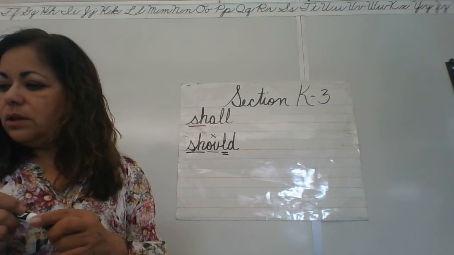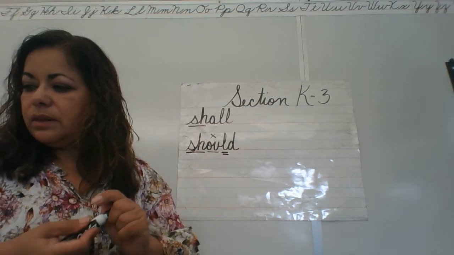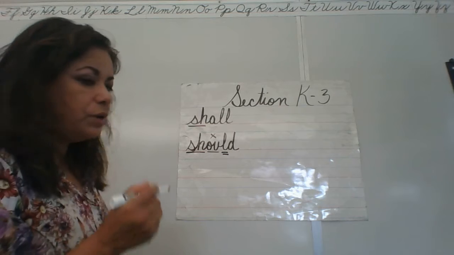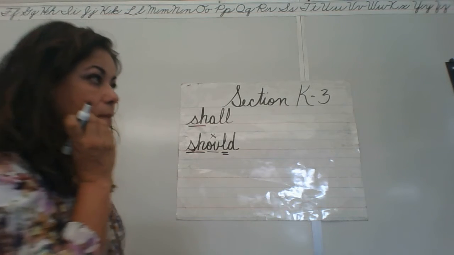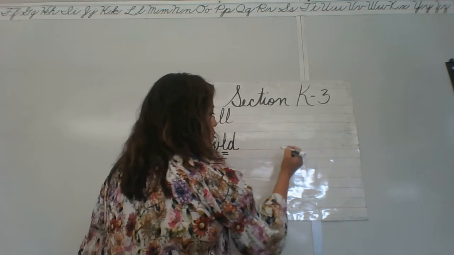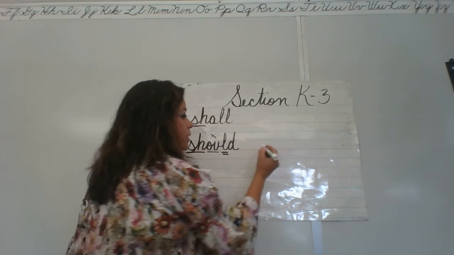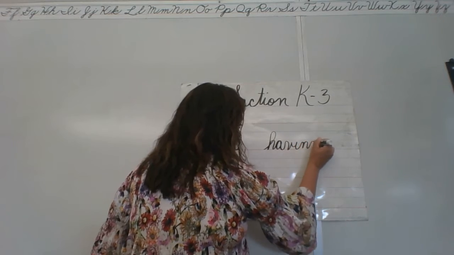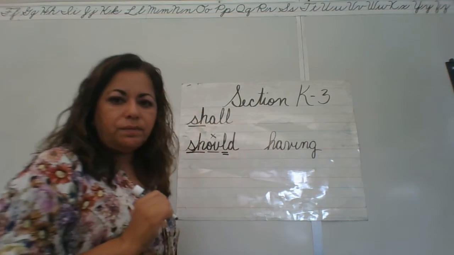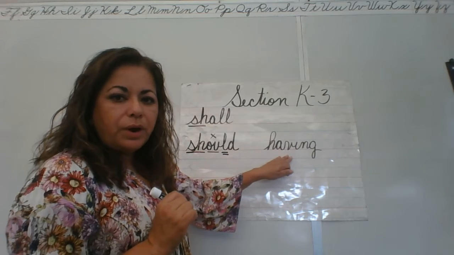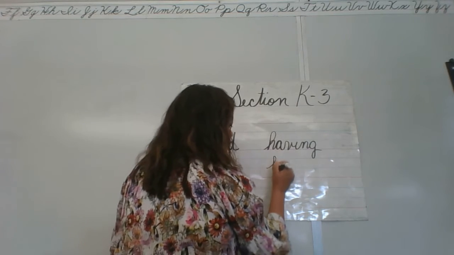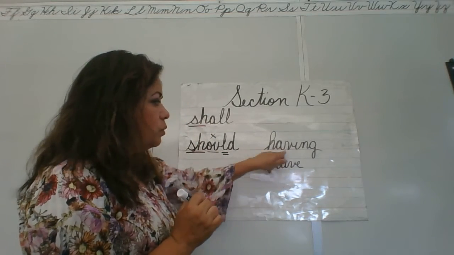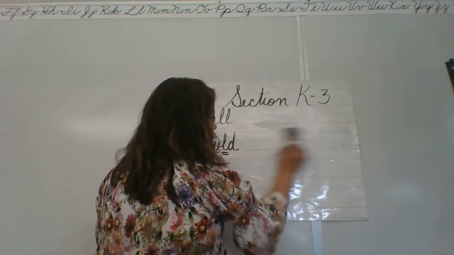Let me tell you why the O is there. You guys know what a root word is? A root word is, for example, if I write... don't write what I'm going to write, I'm just going to show you something. If I have the word having, there's a root word for having, and the root word is have. Have is a root word of having. Okay.